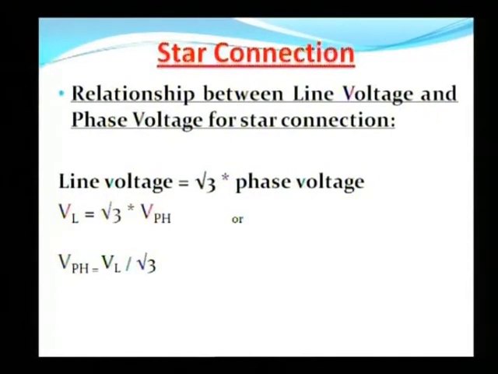First of all, as we all know, the line voltage in a star connection, that is VL, is √3 times greater than the phase voltage, that is VP. So we can mention that VL equals √3 VPH, that is phase voltage, for the star connection. If we are talking with respect to VPH, then the equation becomes VPH equals VL by √3. This is an important equation which is useful for us to solve our examples. So this is the relationship between line voltage and phase voltage in a star connection.